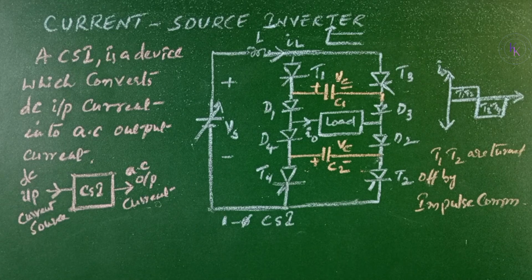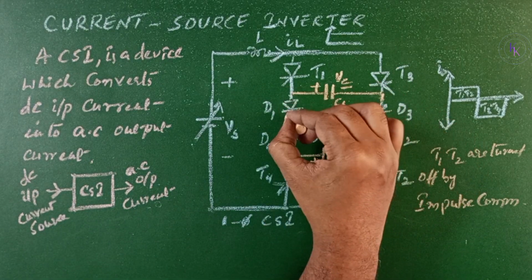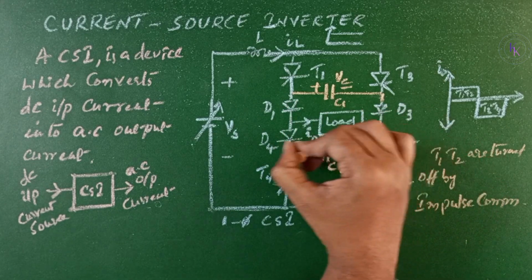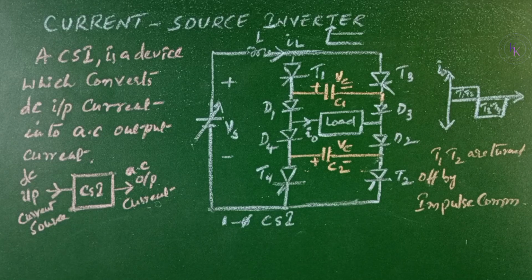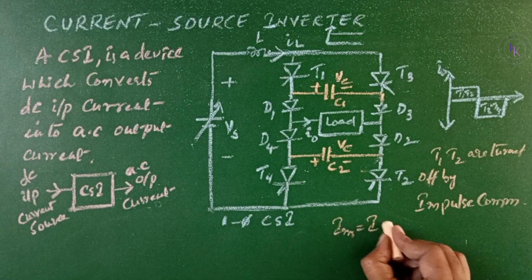The current now flows from Vs to T3, T3 to C1, C1 to D1, D1 to load, load to D2, D2 to C2, C2 to T4. And the capacitors C1 and C2 are discharged and recharged at a constant rate determined by the load current, that is Im, which equals the input current IL.